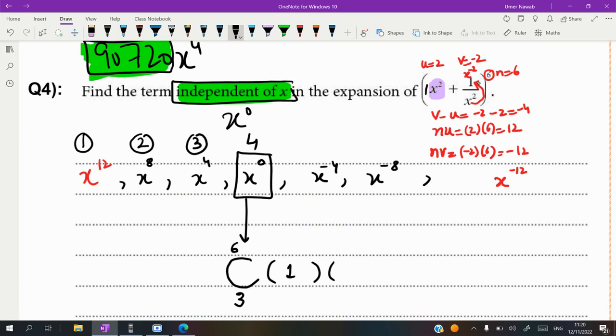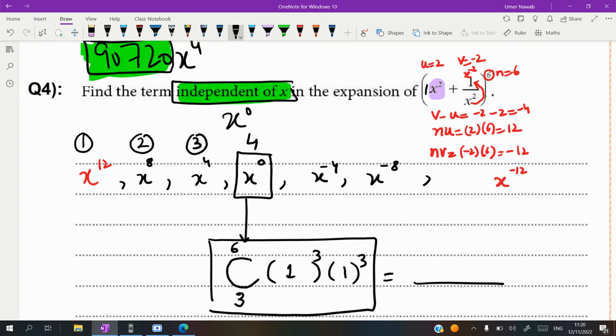I'm going to write here: what is the number written along with x squared? That is 1. What is the number written along with 1 over x squared? That is 1. No need to write x squared and 1 over x squared because they are already sorted out. The power x power 0 will finally come to you. Now what is here? 3, and 6 minus 3, 3. So that's the final answer you are going to get.